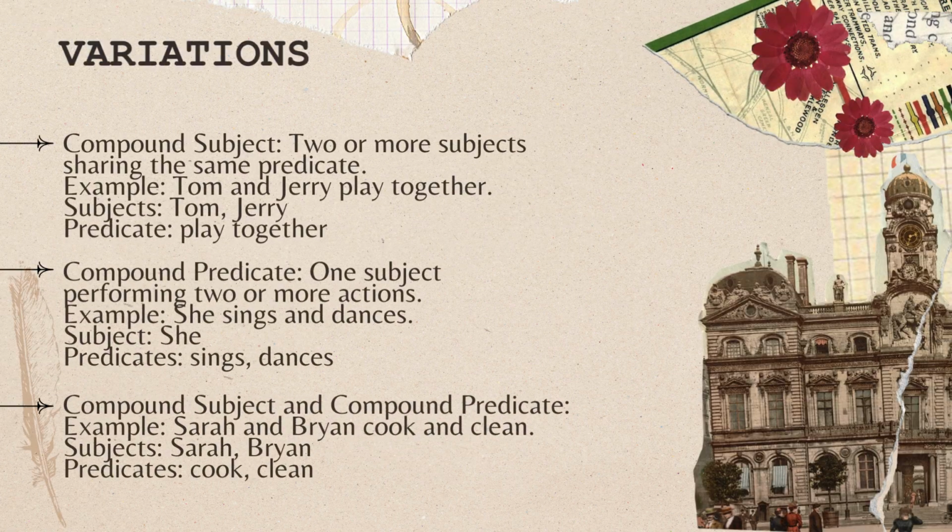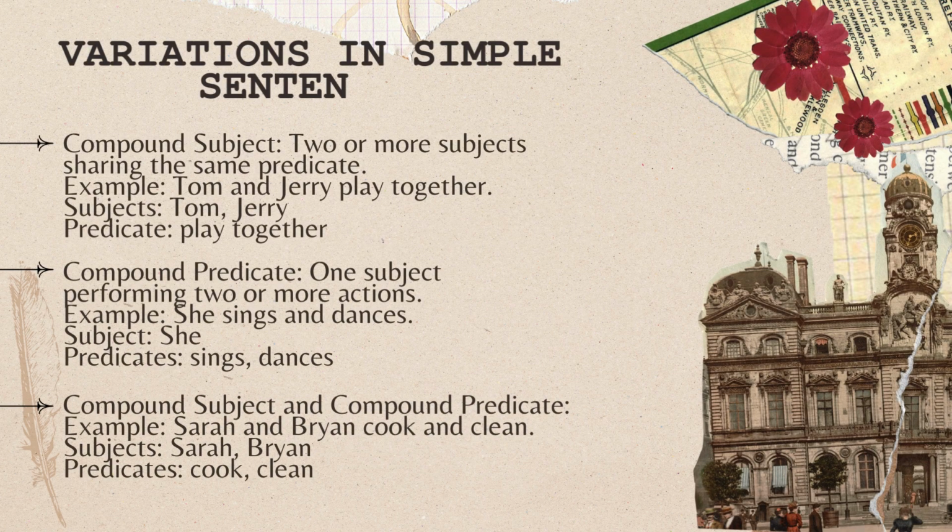And there are variations in simple sentences. Compound subject: two or more subjects sharing the same predicate. Example, Tom and Jerry play together. Subjects, Tom, Jerry. Predicate, play together. Compound predicate: one subject performing two or more actions. Example, she sings and dances. Subject, she. Predicates, sings, dances.